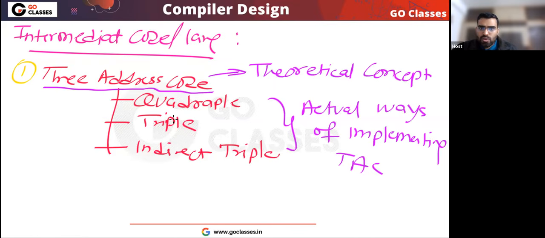Yes, this is also intermediate code, because remember, this 3 address code is just a theoretical concept. Some authors directly teach quadruple, triple, and indirect triple. So let me tell you, this is also intermediate code.